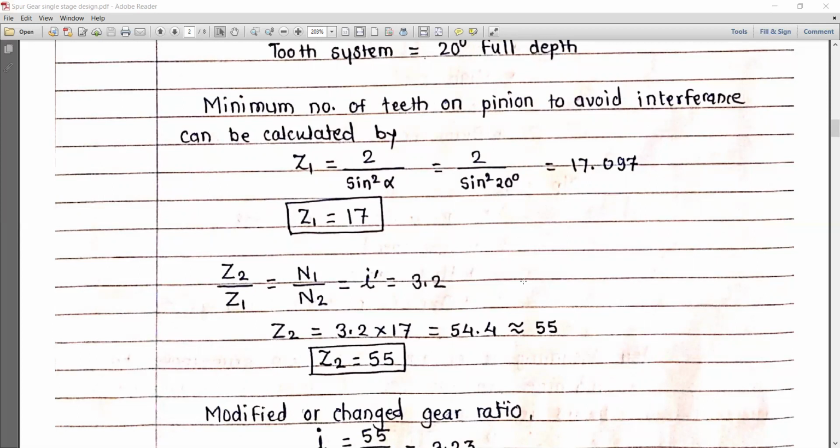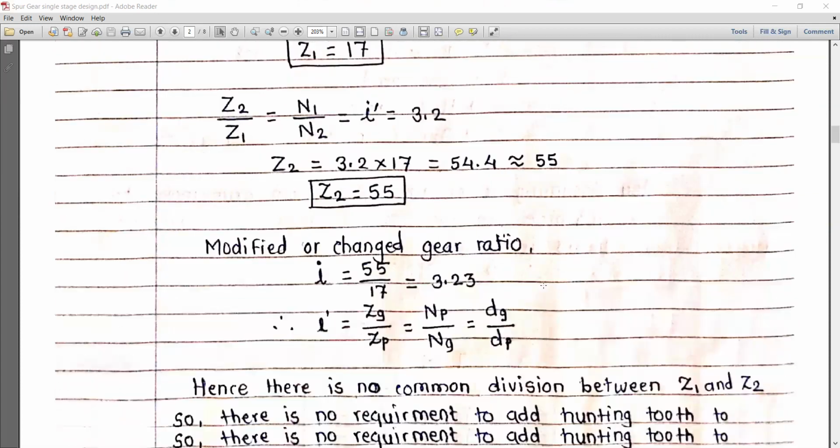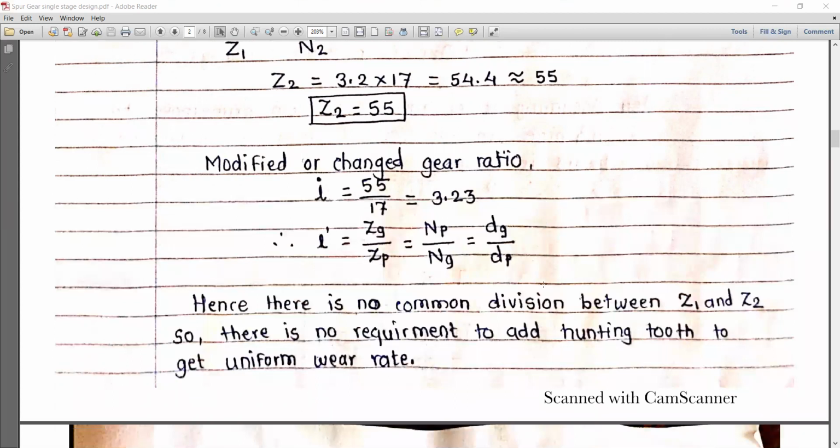Okay, now if we recalculate the exact or actual transmission ratio, that should be useful for us. So find out the modified or changed gear ratio, that is 55 divided by 17, that is 3.23. Okay, पहले design में था 3.2, बट actual practice में it changes to 3.23. Okay, so now onwards in the design we are considering i is equal to 3.23.